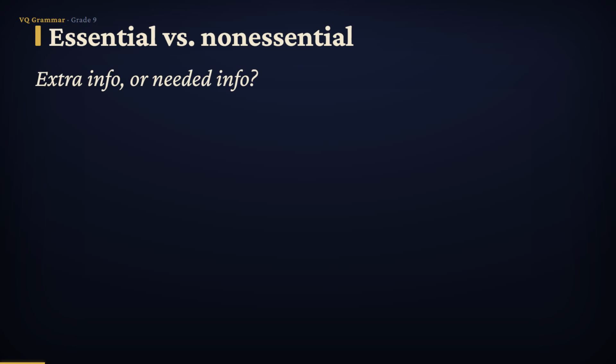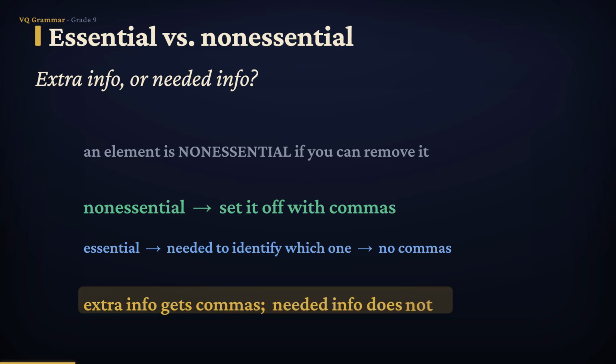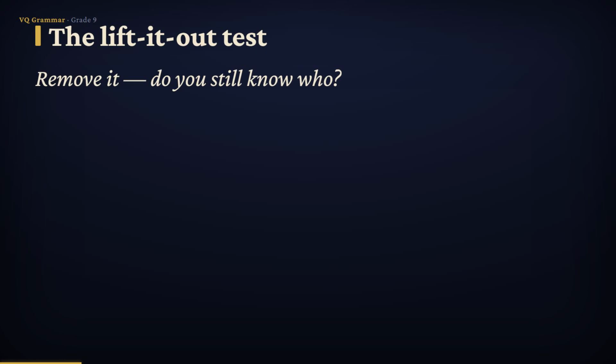Let's start with the big idea. An element is non-essential if you can remove it and the sentence still tells you exactly who or what you mean. When an element is non-essential, you set it off with commas. But when an element is essential, when it's needed to identify which one you're talking about, you use no commas at all. So the whole lesson really comes down to this. Extra information gets commas, and needed information does not. Here's a simple test that never fails. Lift the element out and see what's left.